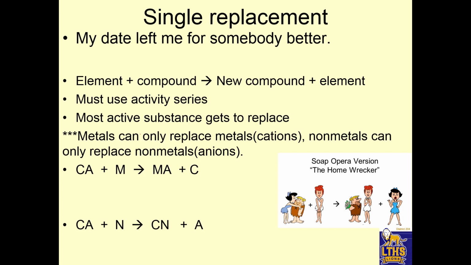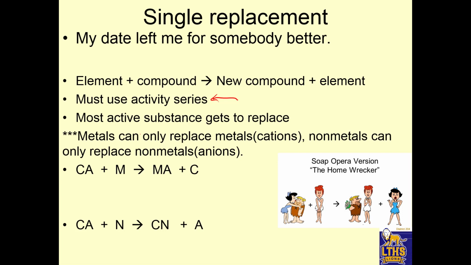All right, single replacement. Single replacement is sometimes called soap opera chemistry. My date left me for somebody better. What? Okay, so you have an element and a compound that are going to make a new compound and a different element. There's an activity series involved with this reaction, which I'll explain. The most active substance gets to replace. If it's not, then it won't.